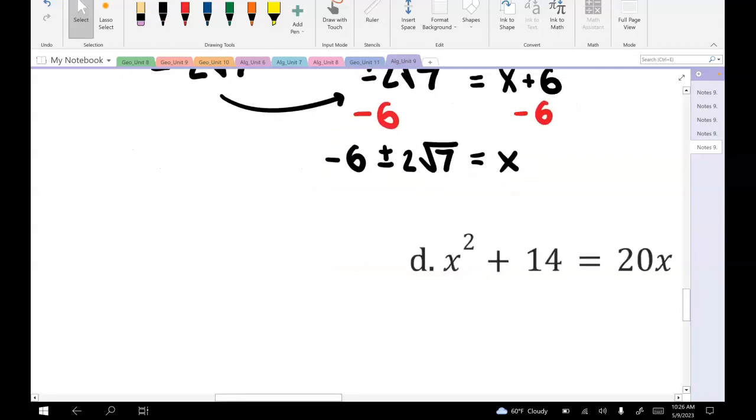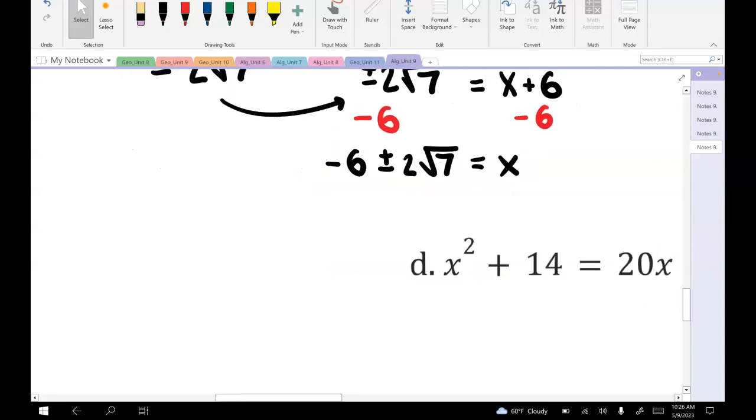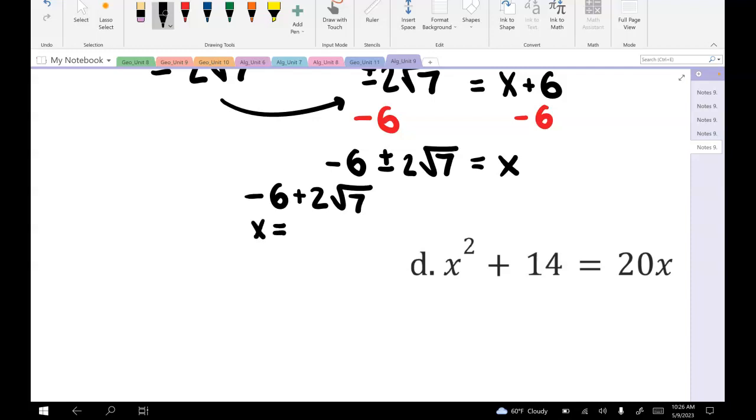So what I would do is you can type this onto your calculator just as is. If you type one of them in as negative 6 plus 2 square root of 7, you'll get an answer out for x. It'll be a decimal and you'll just approximate it. And then you'll do the same if you type it out the other way, negative 6 minus 2 square root of 7. You get an answer for x.